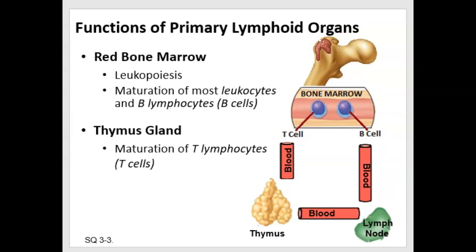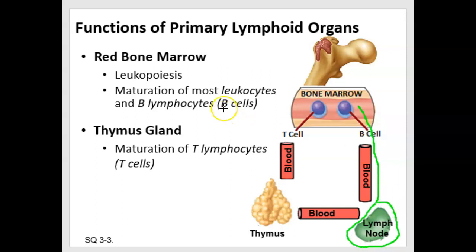So the functions of primary lymphoid organs include leukopoiesis, which is where the red bone marrow has stem cells that differentiate into white blood cells. And most of the white blood cells mature in the bone marrow. In fact, B lymphocytes do, and this drawing shows you that B lymphocytes leave the bone marrow, enter the bloodstream, and can go populate a lymph node.